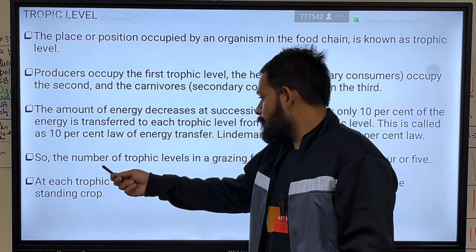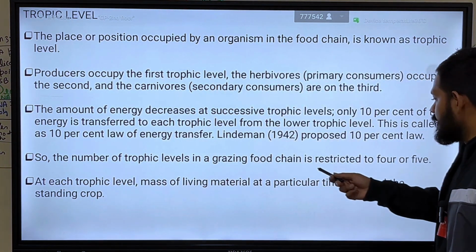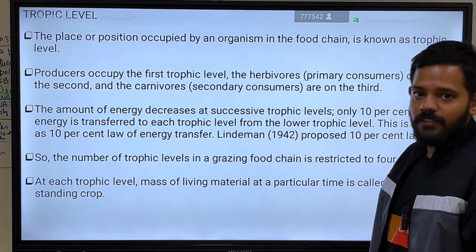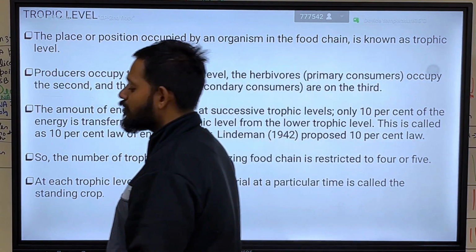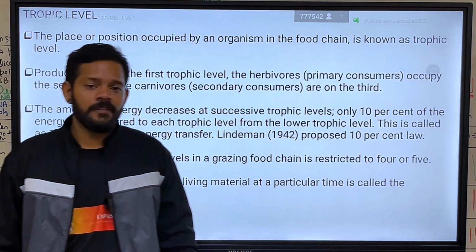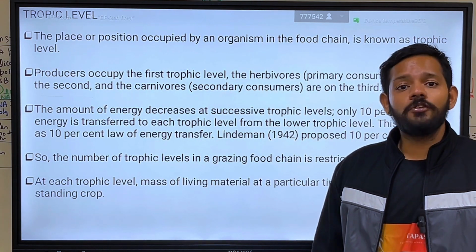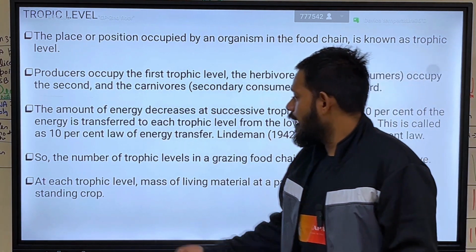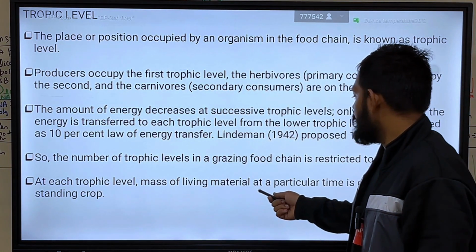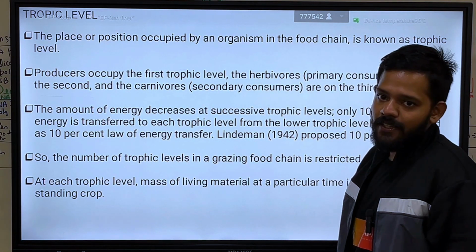The number of trophic levels in a grazing food chain is restricted to 4 to 5 levels. The number of trophic levels is not more than 5. If it is more than 5, there is a high loss of energy, and that food chain is unstable. At each trophic level, the mass of living material at a particular time is called the standing crop.